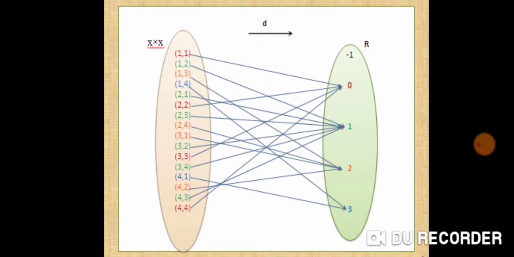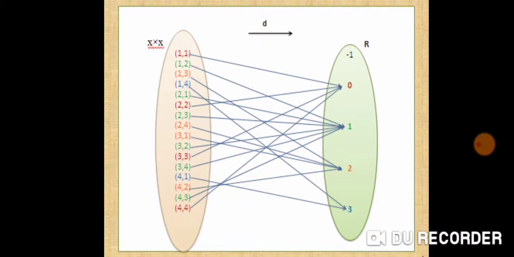The second one, the distance from a point to itself is 0. Here (1,1) maps to 0, (2,2) maps to 0, (3,3) maps to 0 and (4,4) maps to 0. Therefore, d of x, y equal to 0 if and only if x equal to y for all x, y belongs to X. Therefore, the second condition is satisfied.